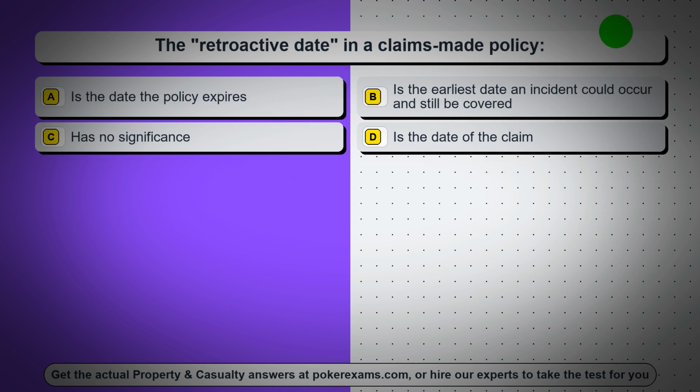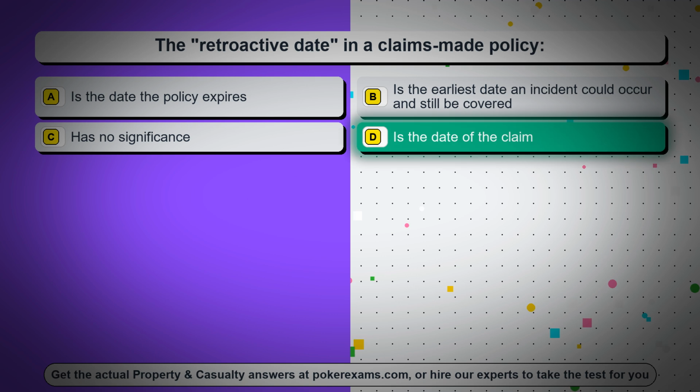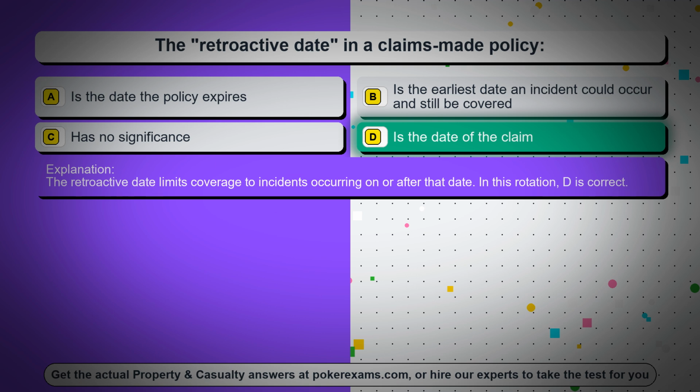Question 10. The retroactive date in a claims-made policy, Option A, is the date the policy expires, Option B, is the earliest date an incident could occur and still be covered, Option C, has no significance, Option D, is the date of the claim. The correct answer is Option D, is the date of the claim. The retroactive date limits coverage to incidents occurring on or after that date. In this rotation, D is correct.